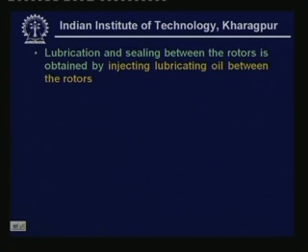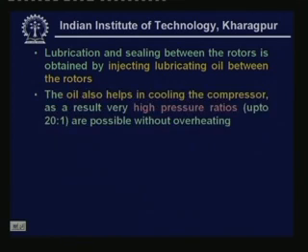Lubrication and sealing between the rotors is obtained by injecting lubricating oil between the rotors. A large amount of lubricating oil is injected between the rotors. The oil also helps in cooling the compressor. As a result, very high pressure ratios are possible without overheating. This is one of the major advantages of screw compressor, since they are oil flooded and the lubricating oil can carry away a lot of heat.